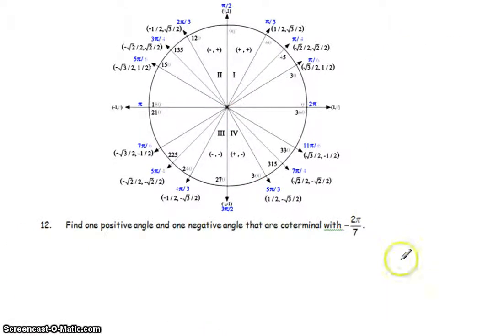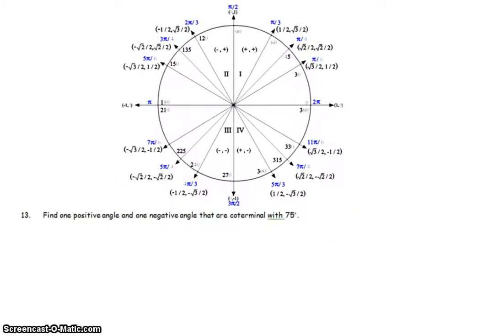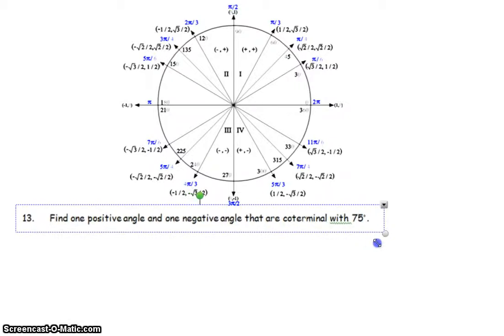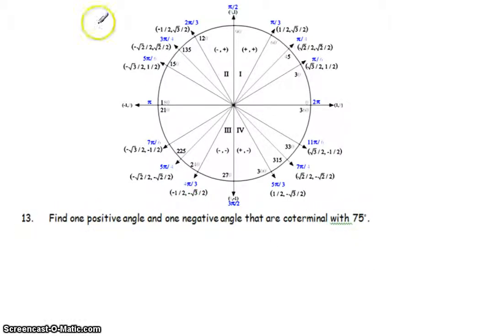Okay, now I'm going to skip a couple, and I'm going to do number 12. Find one positive angle and one negative angle that are coterminal with negative 2 pi over 7. You know what, before we do this one with the radian, let's go ahead and do the one with the degree first. So let's skip to number 13: find a coterminal positive angle and negative angle with 75 degrees. Okay, 75 degrees is somewhere close to there, in between 60 and 90 degrees.